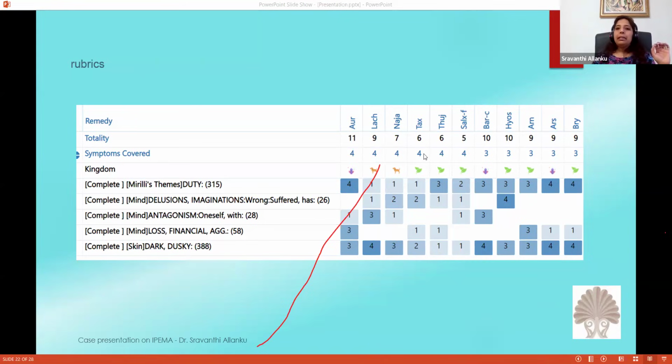However, even if Lachesis is covering more than Naja, I would still go for Naja in this case. Why? Because of exactly the analysis that we have done. How PM tells me that Naja is an elapid which is more towards mature adult, which is what this patient is showing, right?